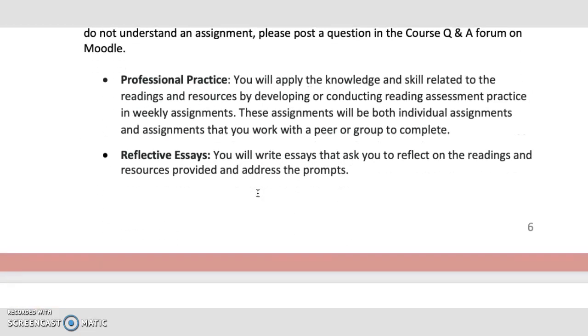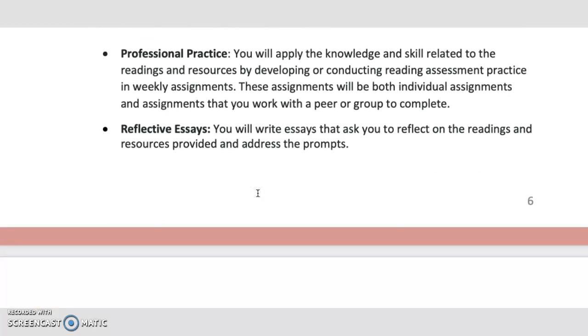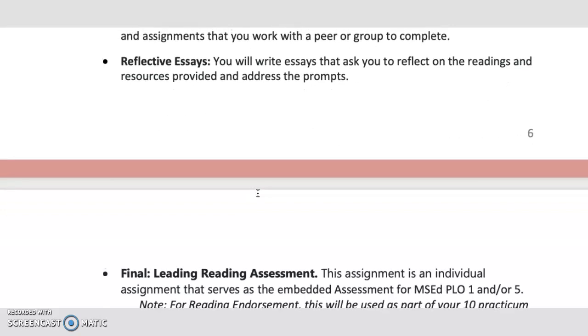The professional practices, as I mentioned before, is really where you apply the knowledge and skills and show evidence through both the individual and group. The reflective essay is really just that. It's an individual assignment that you have a chance to really think about and make connections on how does this impact my own practice? What questions am I curious about? It's a private exchange between you and I.